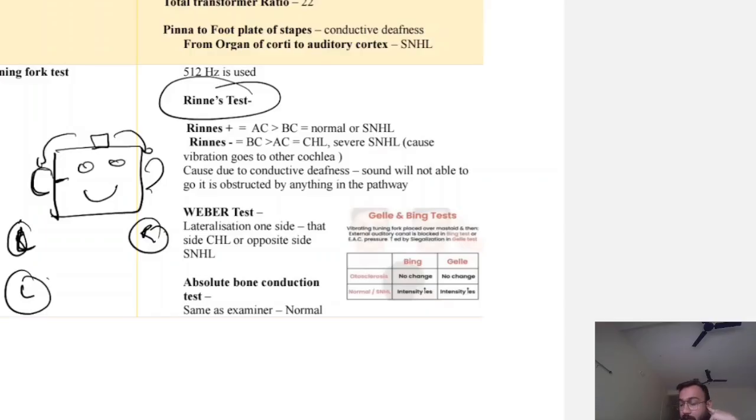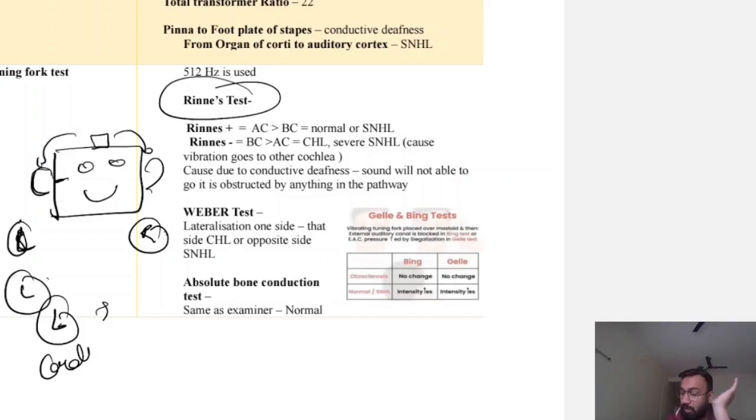So if there is a conductive deafness on the left side, you will find the vibrating tuning fork lateralized on the left side. In case of conductive deafness, if you close the tragus, you will find that when you are saying something, you will hear more on the side which you have closed. It means you are deliberately creating the conductive deafness. And in a patient of conductive deafness, the vibrating tuning fork lateralizes to the side which has the conductive deafness.